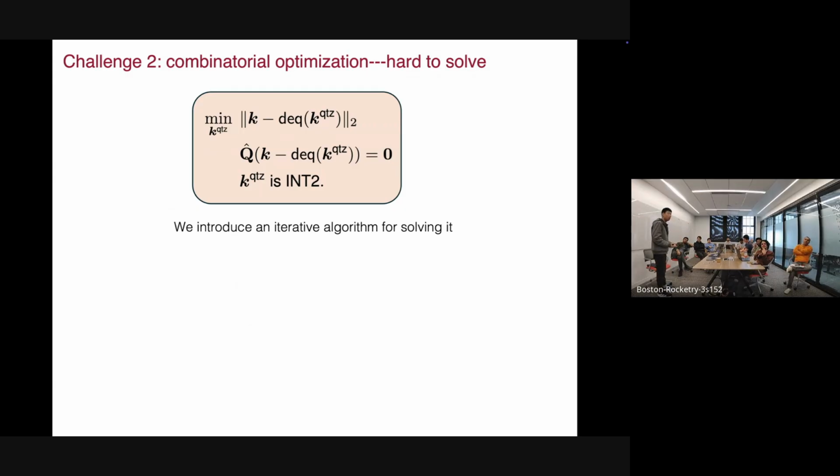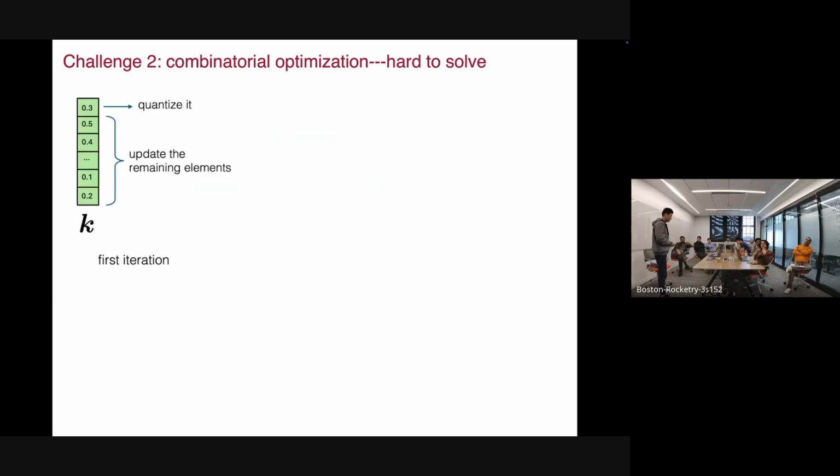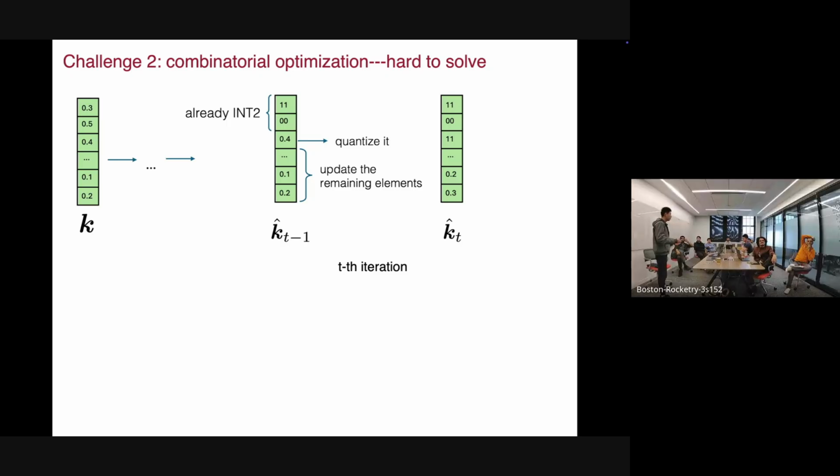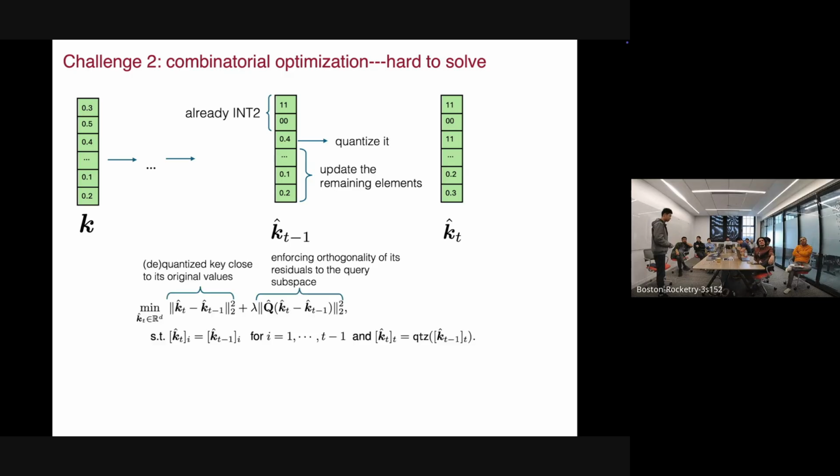How about the second challenge? How can we solve this combinatorial optimization problem? The solution we give is an iterative algorithm. More specifically, at the first iteration, we quantize the first element, and then we update the remaining elements of your k tensor. We do it step by step. At the t-th iteration, since we already quantized the first t-1 elements, we keep them unchanged. We only quantize the t-th element of your query tensor. After that, we update the remaining elements.